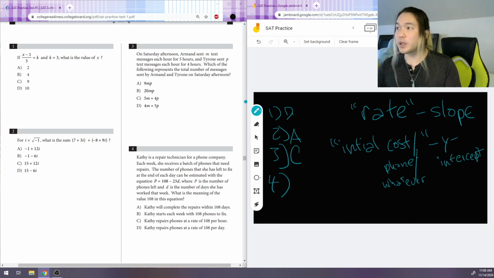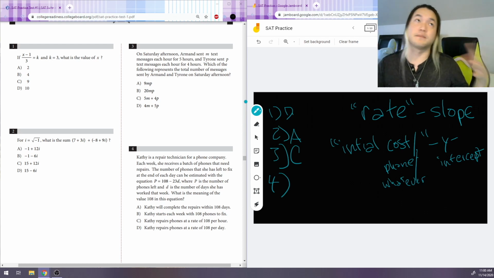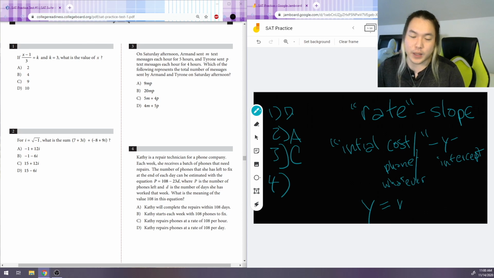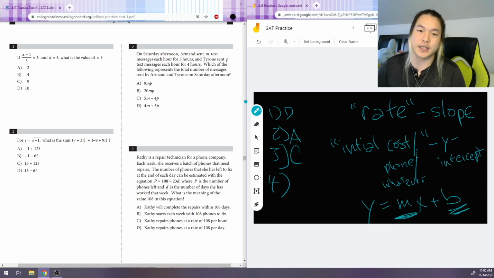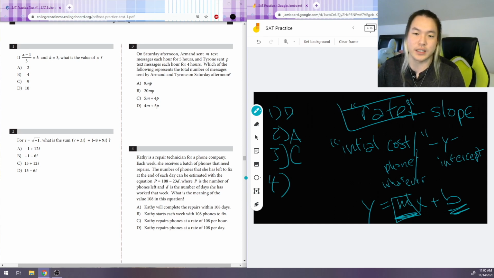And so there's a lot of word equations based on the slope-intercept form. So hopefully you remember that. Y equals mx plus b. M is the slope, b is the y-intercept. And in the SAT word problems, almost always, rate refers to slope, m, the number that's being multiplied to x. And initial cost, or initial whatever, refers to the y-intercept, which is b.